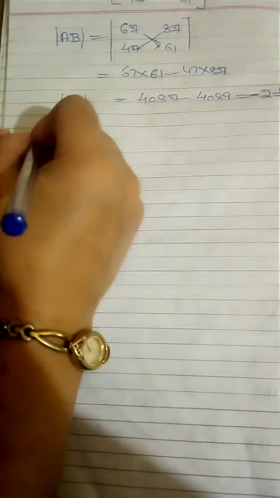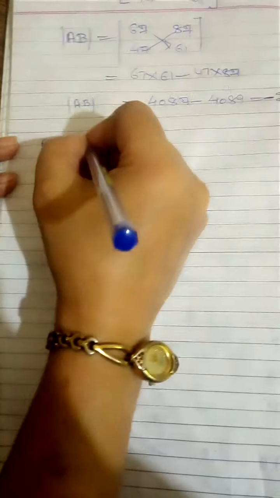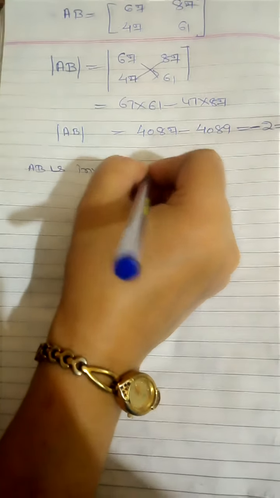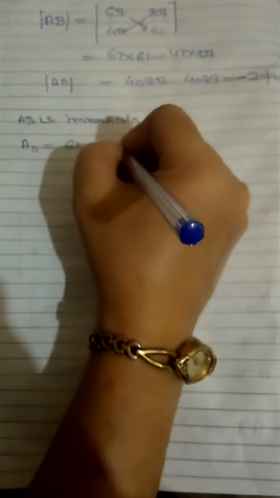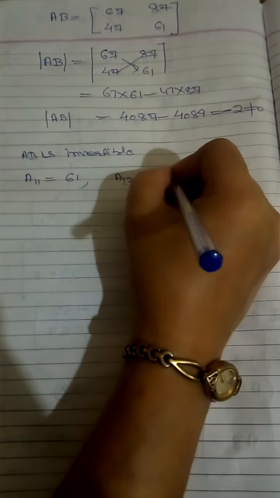Now continue with this question. It means AB is invertible because minus 2 is not equal to 0. So we have to find out here the cofactor of A11. Leave this row and this column, it will come 61. Then A12: leave this row and this column. 12 is odd position, so it will come minus 47.